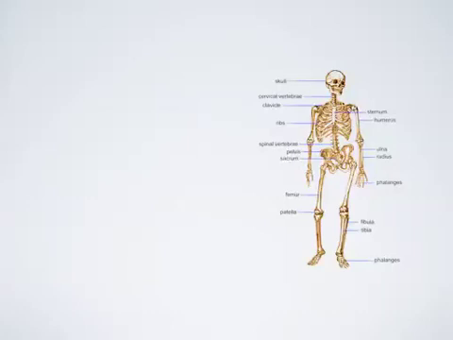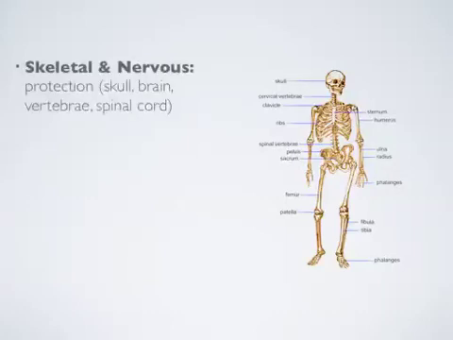So here we have the skeletal system working with, we're going to talk about 3 other systems here. So all of them are going to have to do with protection. So the skeletal system helps protect very important or vital parts of the nervous system. So you have your skull, which is part of your skeletal system, part of the skeleton, and your brain, which is part of the nervous system.